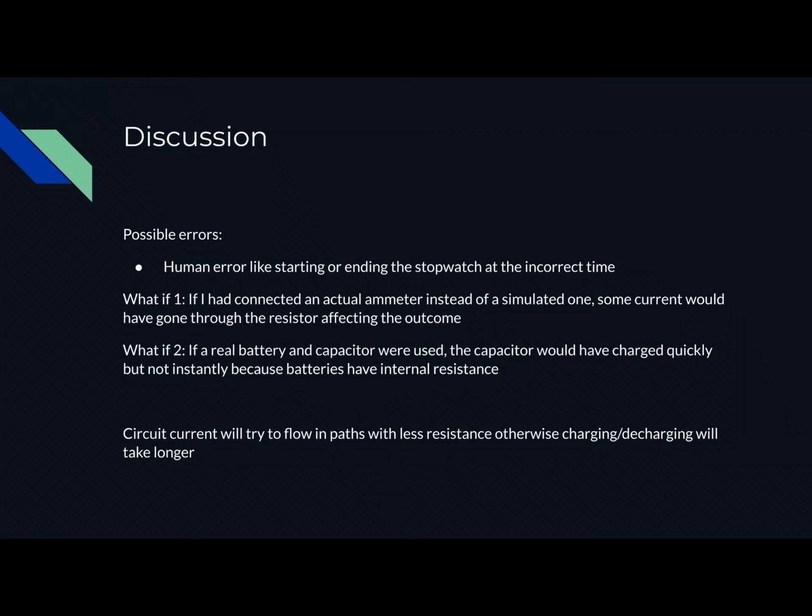In the second what if, if a real battery and capacitor were used, the capacitor would have still charged quickly, but still not instantly, because batteries have internal resistance, which was not accounted for in this lab. And finally, to conclude, we know that circuit currents will try to flow in paths with less resistance, otherwise charging and discharging will take longer.